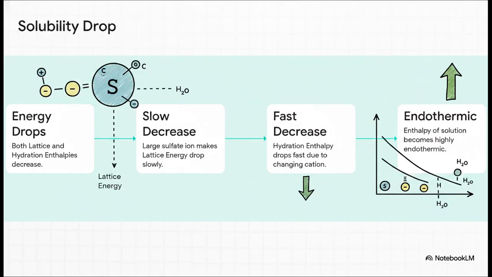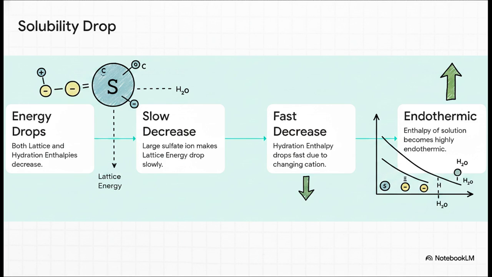Here is the secret to the math. Down the group, both lattice energy and hydration enthalpy decrease, meaning they become less exothermic. However, they don't weaken at the exact same rate. The sulfate ion is absolutely massive. Because it completely dominates the lattice, swapping a smaller magnesium ion for a larger barium ion barely changes the overall structural size, so lattice energy decreases very slowly.